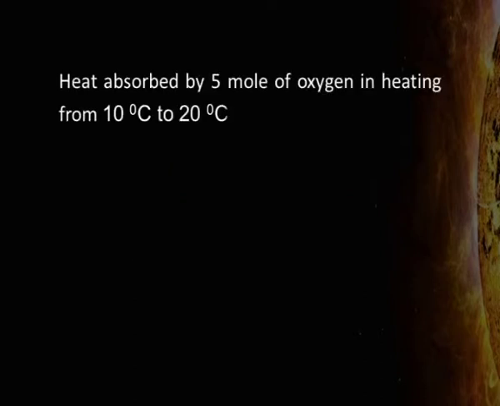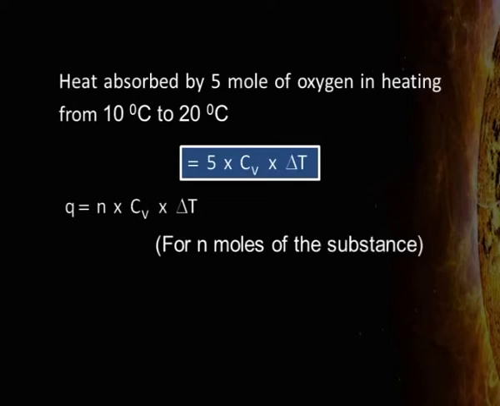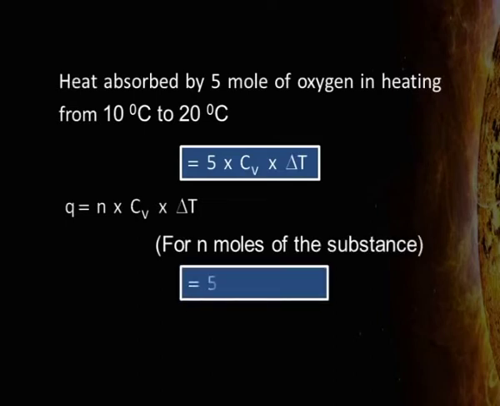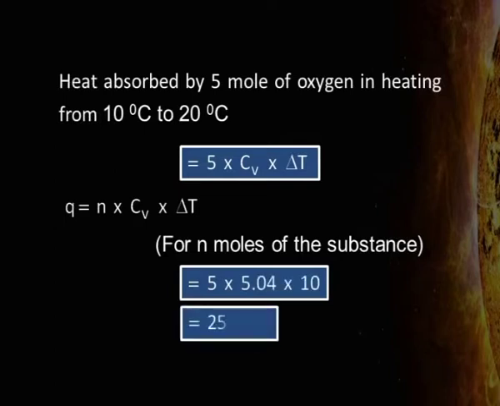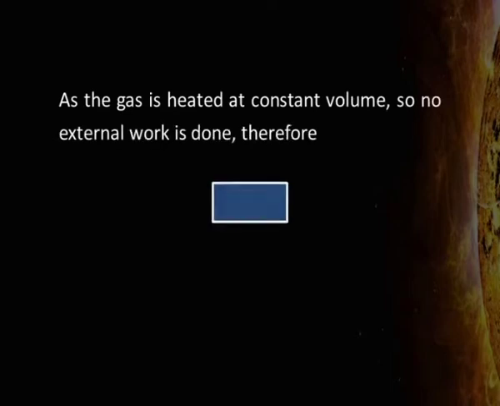Heat absorbed by 5 moles of oxygen in heating from 10 degrees Celsius to 20 degrees Celsius will be equal to 5 into Cv into delta T, because Q is equal to n Cv delta T for n moles of the substance. Therefore, it will be equal to 5 into 5.04 multiplied by 10, which is equal to 252 calories. As the gas is heated at constant volume, no external work is done. Therefore, W will be equal to 0.